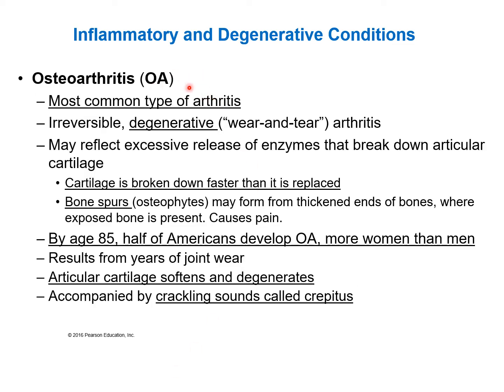Let's start with osteoarthritis. Before we actually talk about this, a heads up that most students really confuse osteoarthritis with osteoporosis. Do you remember osteoporosis from chapter 7? Osteoporosis is a disease of bone tissue. Osteoarthritis is a disease of the joints, not the bones, not the bone part of the joints.